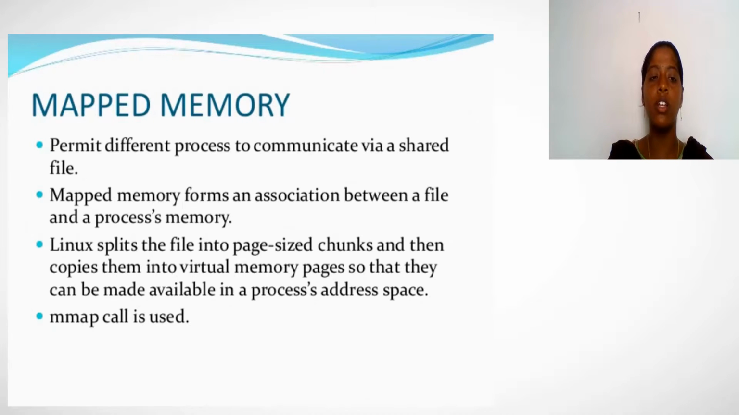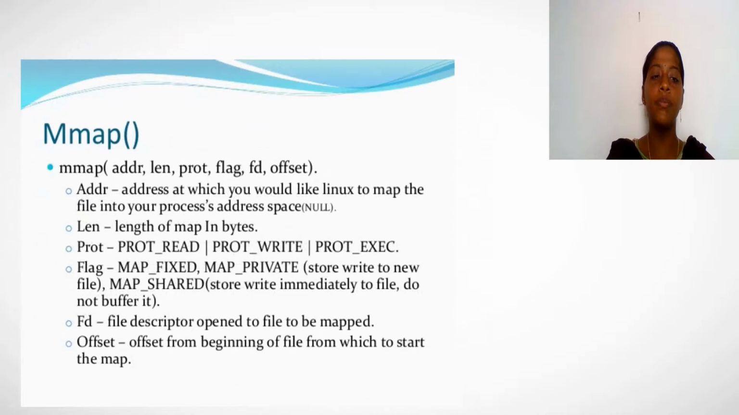The mmap call is used. mmap takes address, length, prot, flag, fd, and offset. Address is the address at which you would like Linux to map the file into the process address space; this can be null. Length is the length of the file in bytes. Prot can be PROT_READ, PROT_WRITE, or PROT_EXEC.